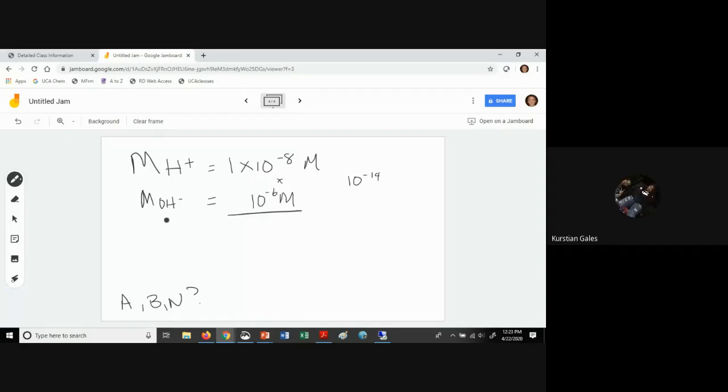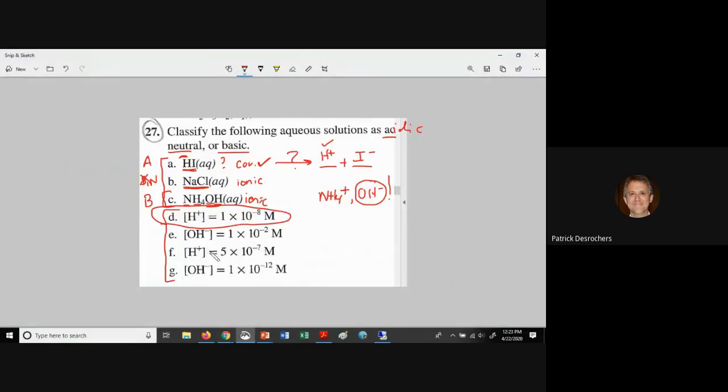The negative 6. So which one's bigger, hydroxide or H plus? Hydroxide. Yep, this is bigger. So what's our answer? Base. Yep, definitely basic. Anytime the one's larger than the other, it's basic. Okay. So let me come back here. Now I'm going to assign these. PD, I will do F. E will be Eli. And G will be KG.